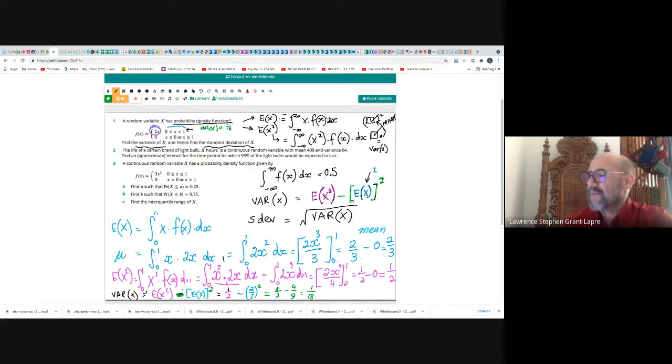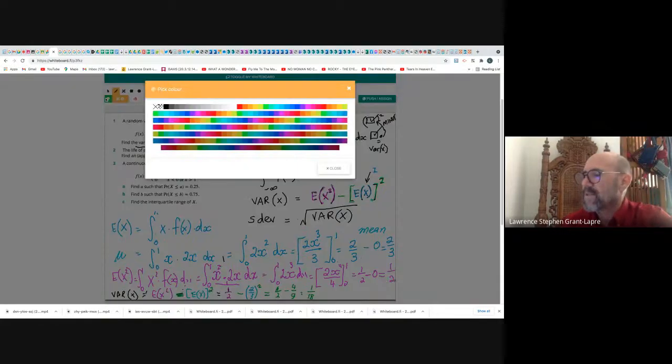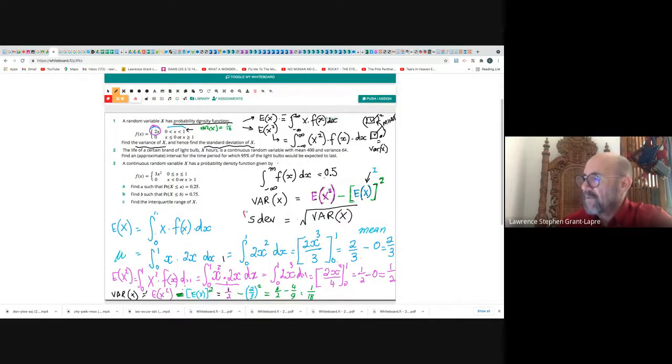Now we want the standard deviation, all right? Now the standard deviation, I'll do this in red, and we just have to get the square root of 1/18. So the standard deviation, square root of 1 is 1. Square root of 18 is the square root of 9 times the square root of 2. So that's called 1 over 3 root 2. And so I'll just put here, standard deviation is 1 over 3 root 2.